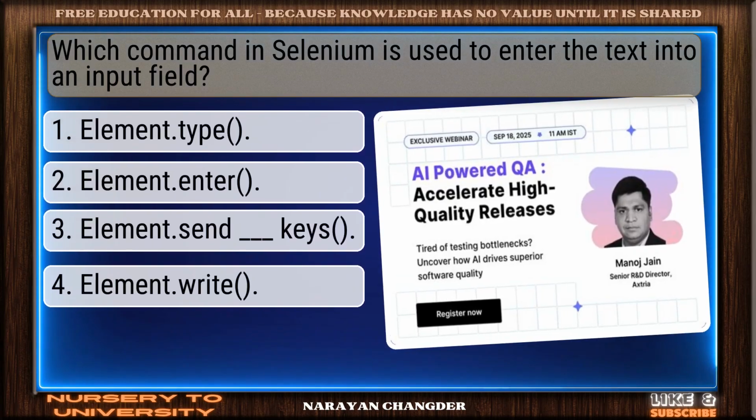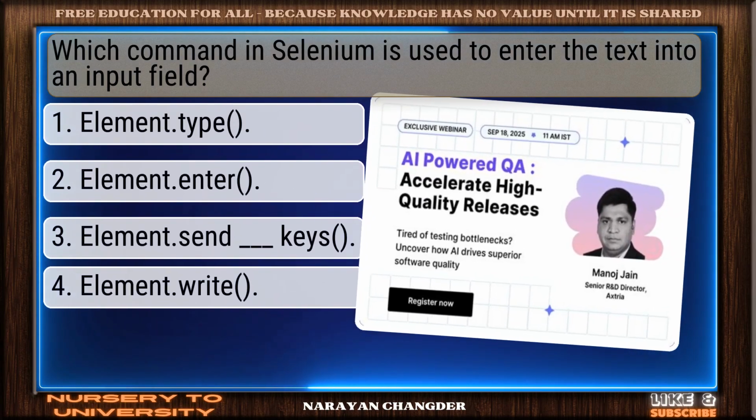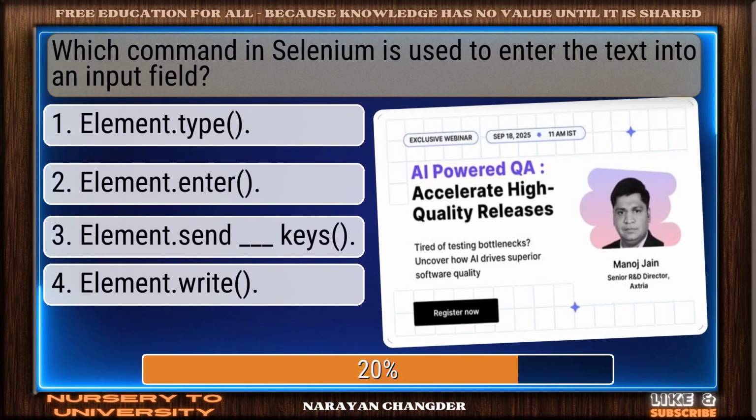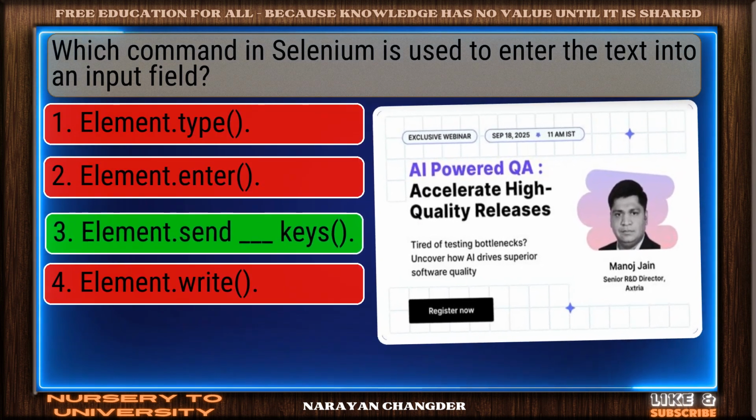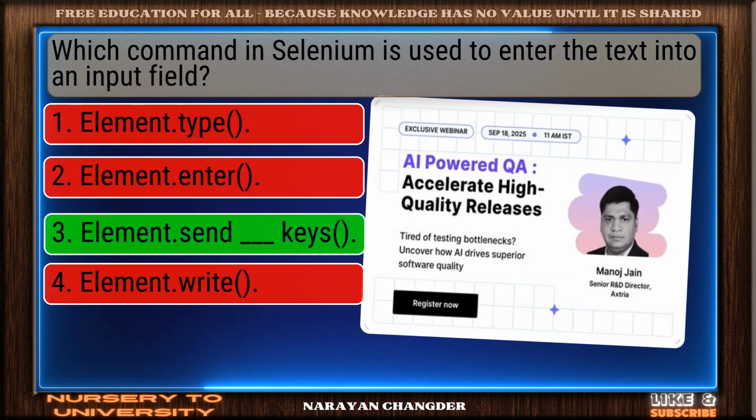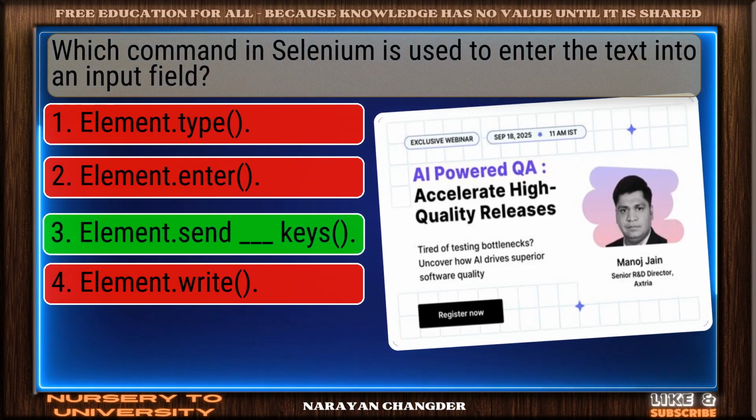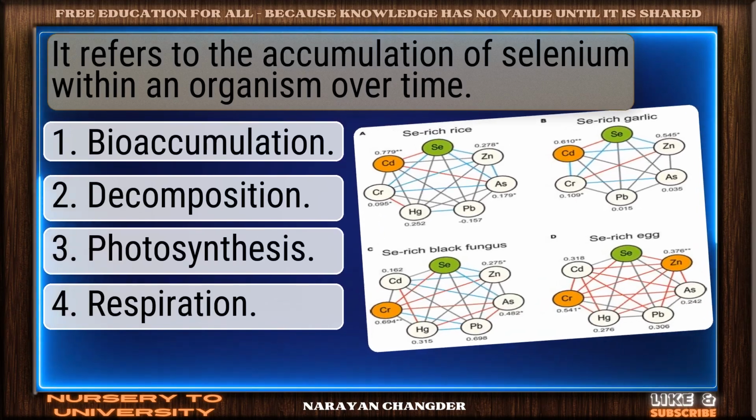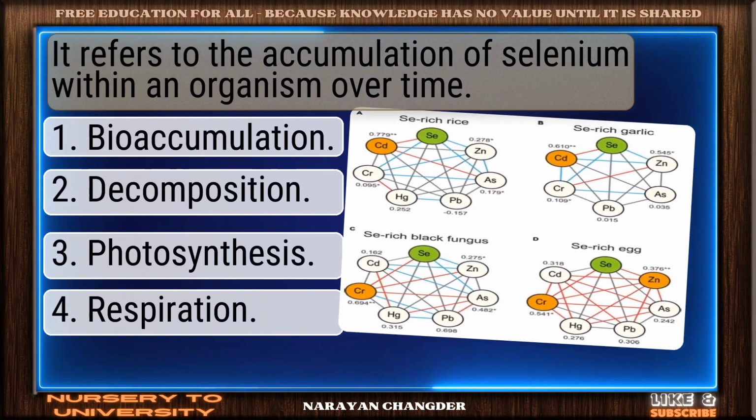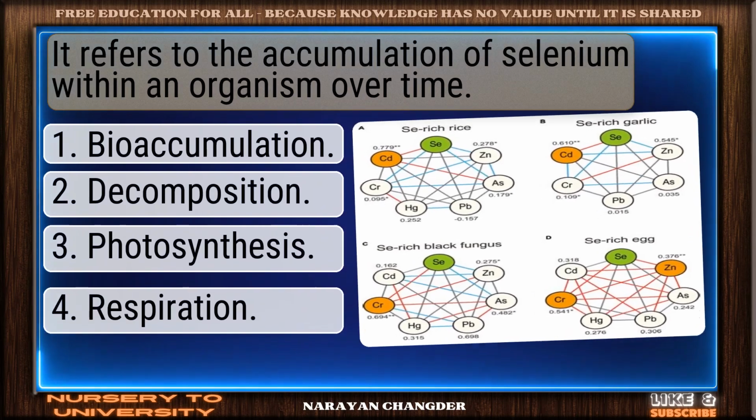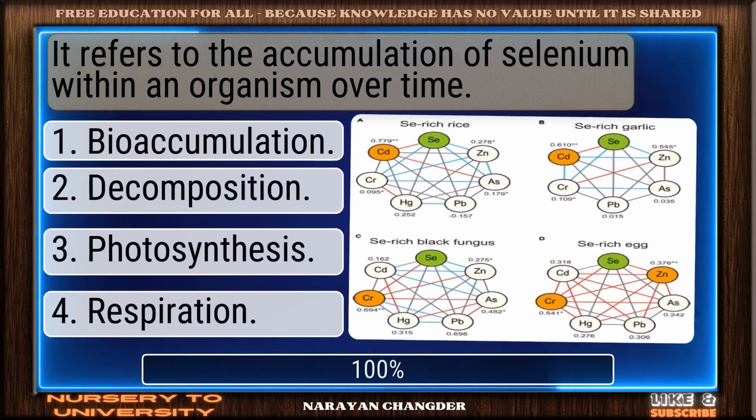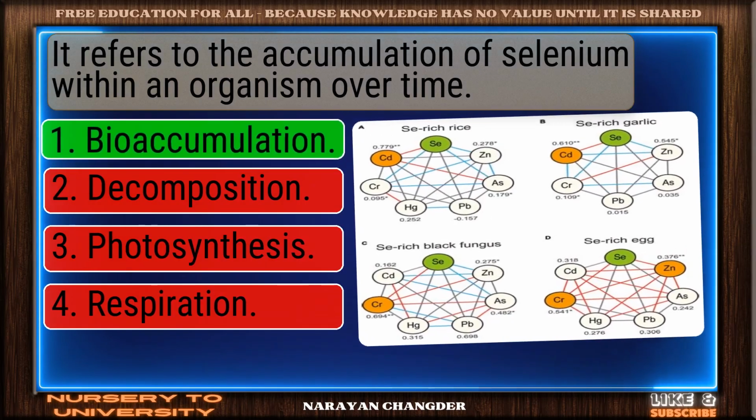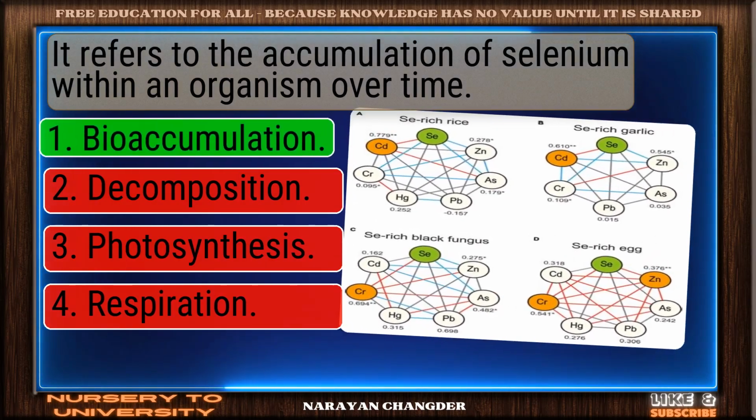Question number 11. Which command in Selenium is used to enter text into an input field? Nice selection. element.send_keys is the correct and valid answer. Question number 12. It refers to the accumulation of selenium within an organism over time. Good job. Your answer, bioaccumulation, works well here.